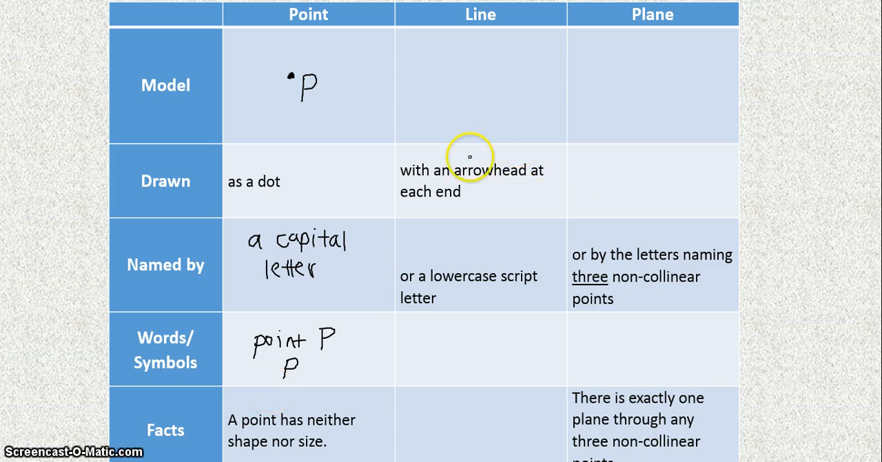If you look over at line, you draw a line with an arrowhead at each end. So we know a line is straight with an arrowhead at each end. You name them one way with the lowercase script. So let's go ahead and do that option. Let's name this line N. Script is like a cursive letter. The other option would be to name it by the letters representing the points on the line.